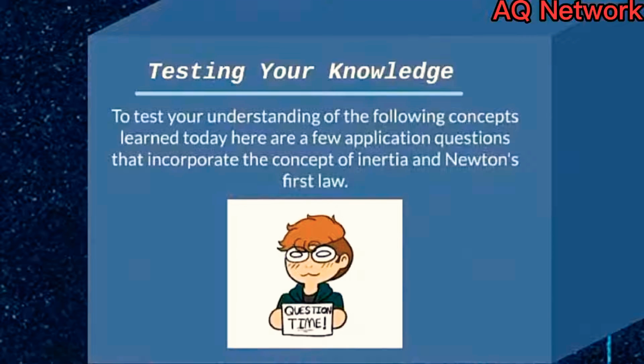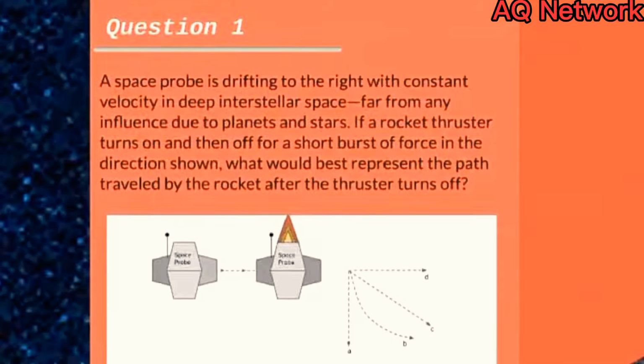Testing knowledge. To test your understanding of the following concepts learned today, here are a few application questions that incorporate the concept of inertia and Newton's first law. Question 1. A space probe is drifting to the right with constant velocity in deep interstellar space, far from any influence due to planets and stars.